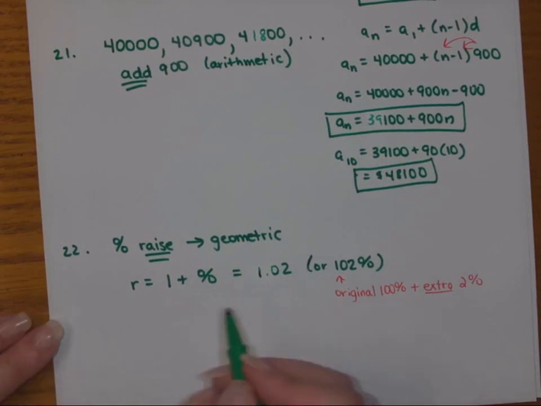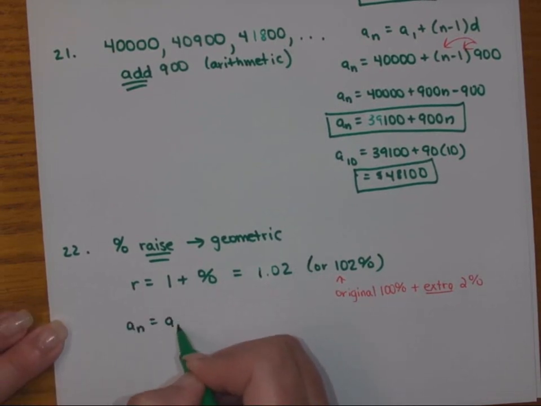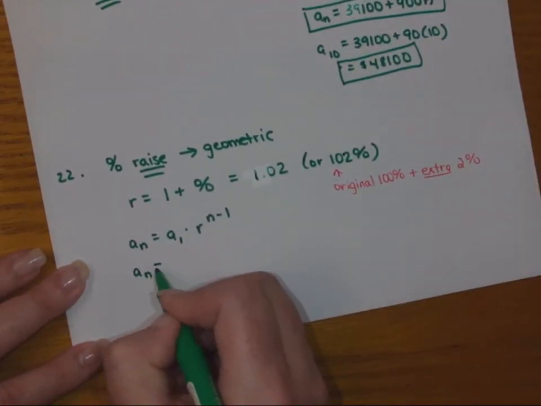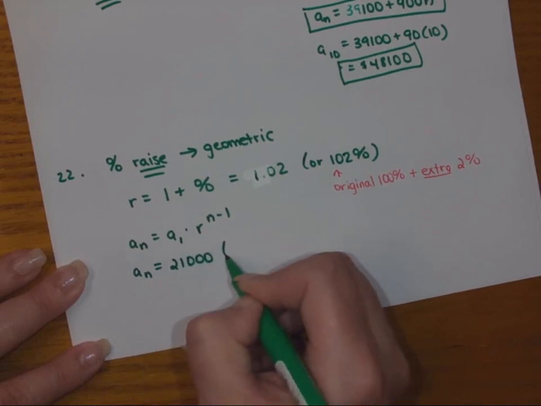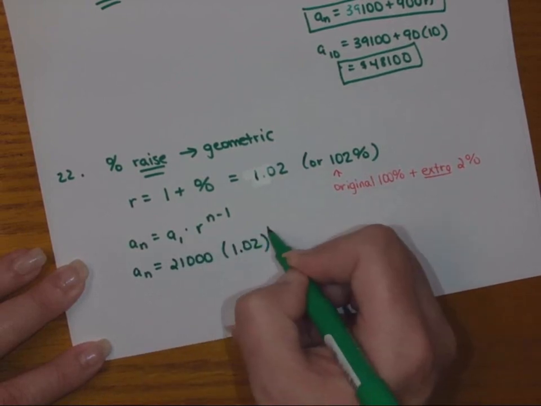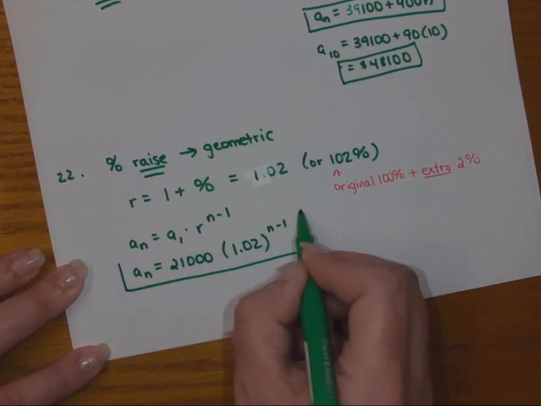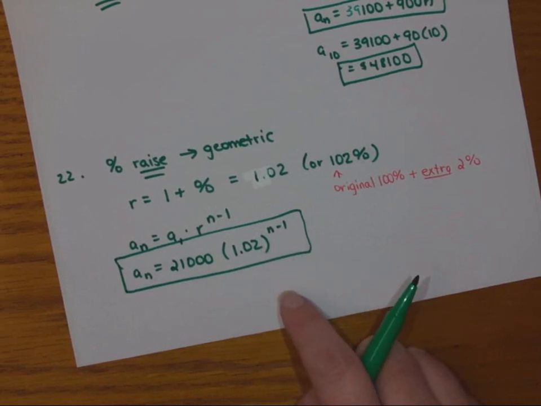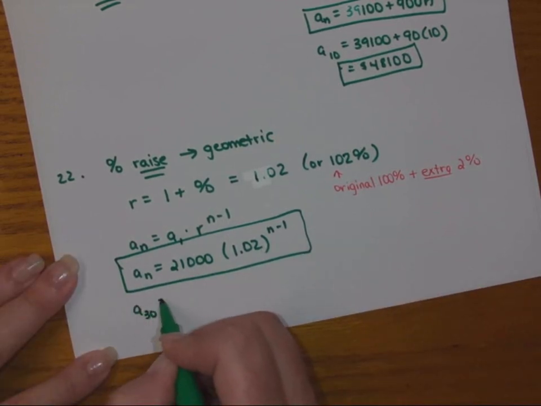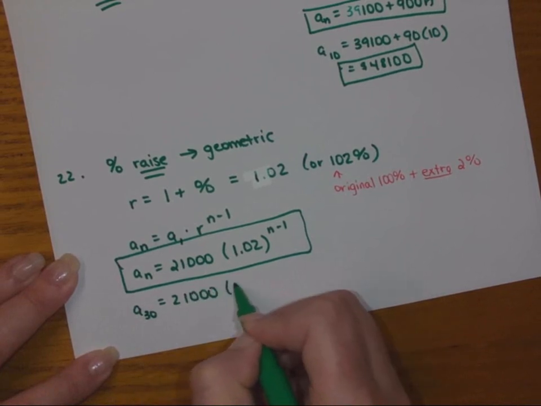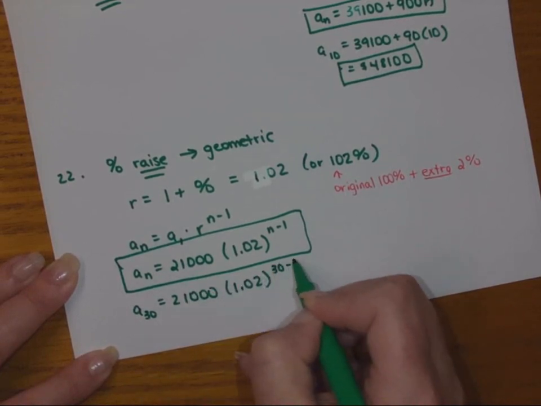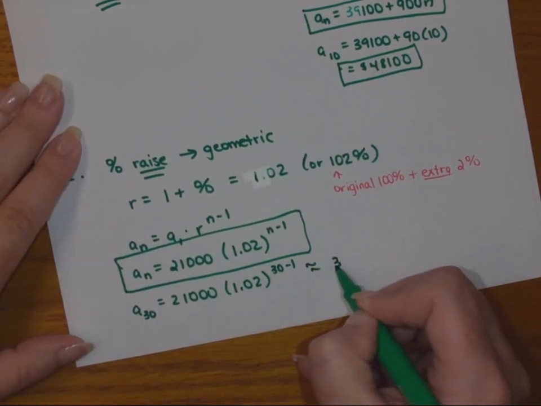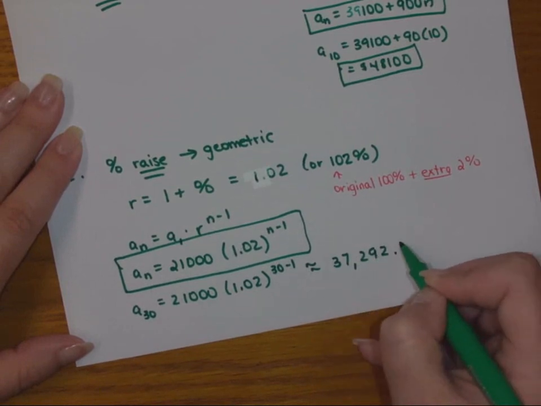Okay, so when it's geometric, we use a sub n equals a sub 1 times r to the n minus 1. So to find the general formula, we would take the first year's salary, which was 21,000, and we are going to multiply by that r of 1.02 to the n minus 1 power. And we don't multiply the 21,000 and the 1.02 because we have to deal with exponents first. Okay, and then it asks what's this person's salary in the 30th year. So no way we would want to actually enter all those in, right? But if you work that out, you end up getting $37,292.74.